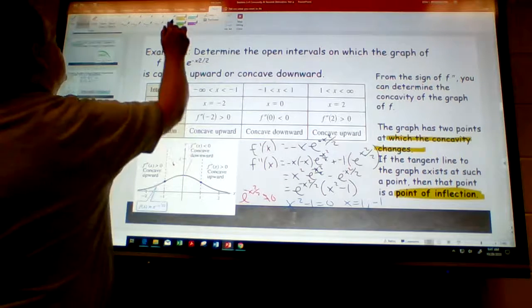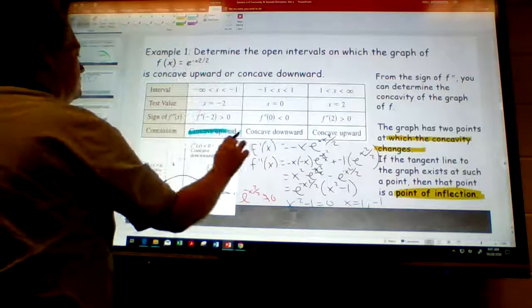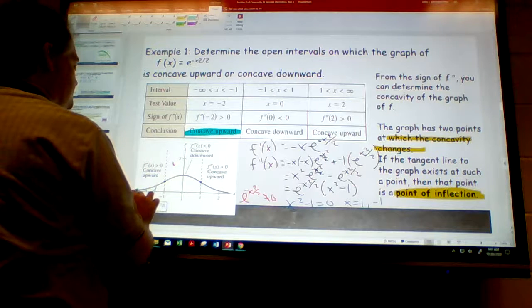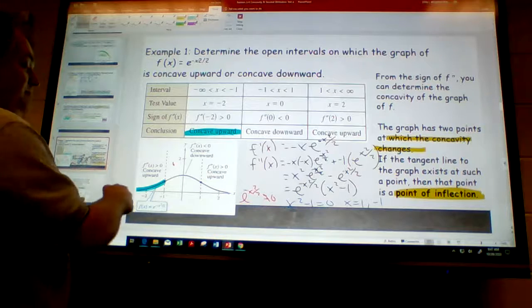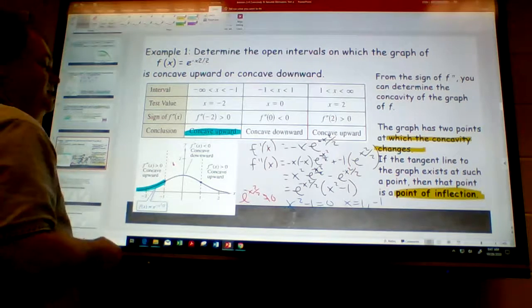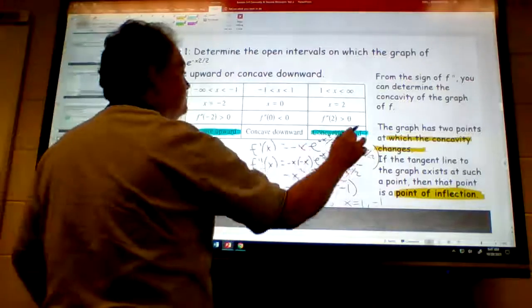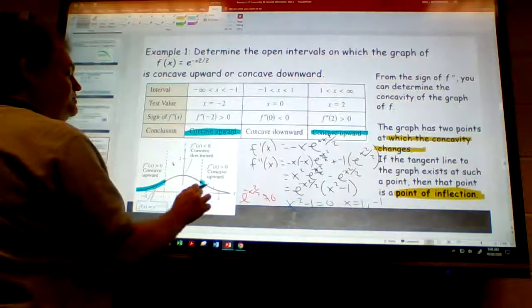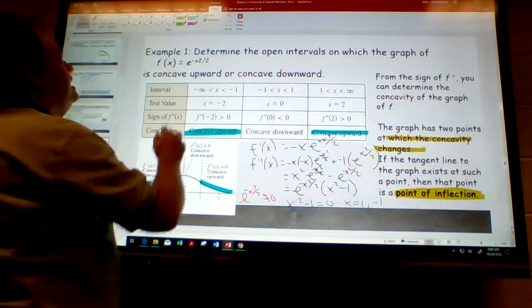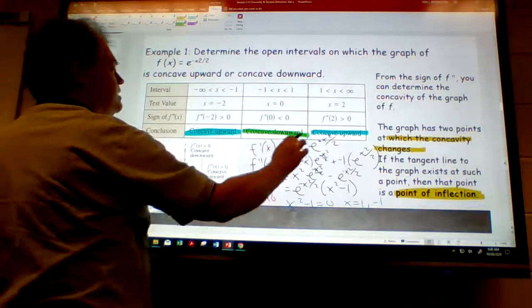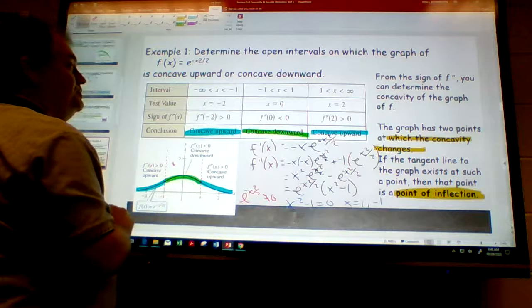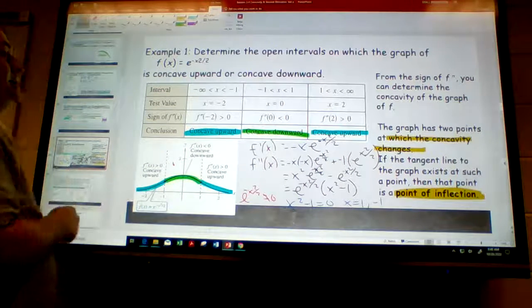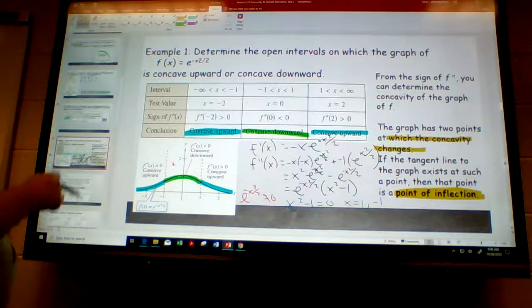So if you look from negative infinity to negative 1, we have concave upward, which if you look, the graph is upward. And the same thing goes from 1 to infinity. It's concave upward. But on the other hand, when f double prime is less than 0, from negative 1 to positive 1, it's going to be concave downward, which is what you see right there.